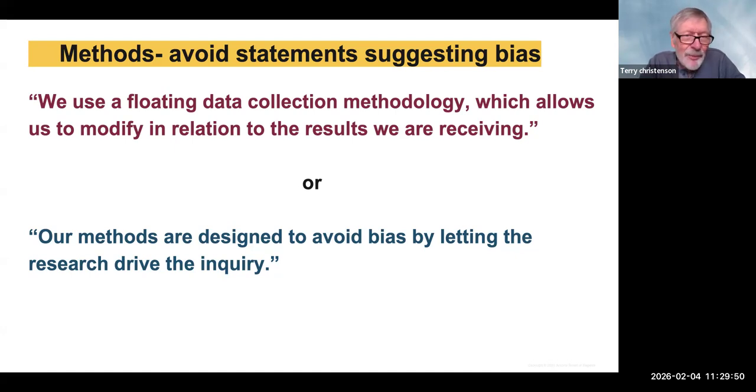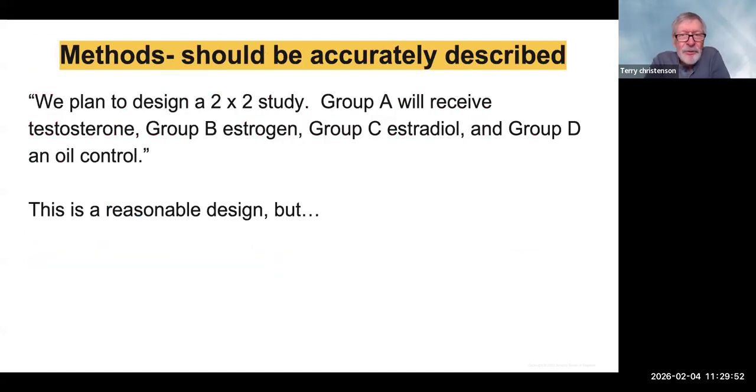Okay. Next slide, please. Methods should be accurately described. I like this: "We plan to design a 2-by-2 study. Group A will receive testosterone, Group B, estrogen, Group C, estradiol, and Group D, an oil control." Hey, that sounds fine, okay? With one issue, right? This is not a 2-by-2 design. I've seen this. Not a 2-by-2 design. Next slide, please.